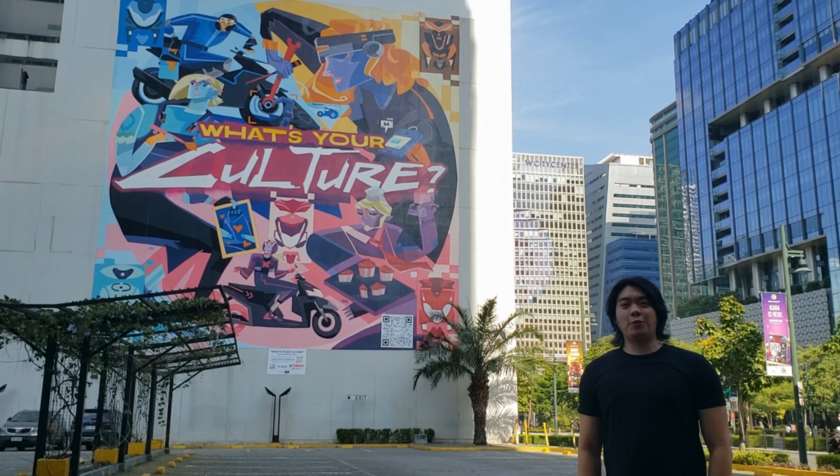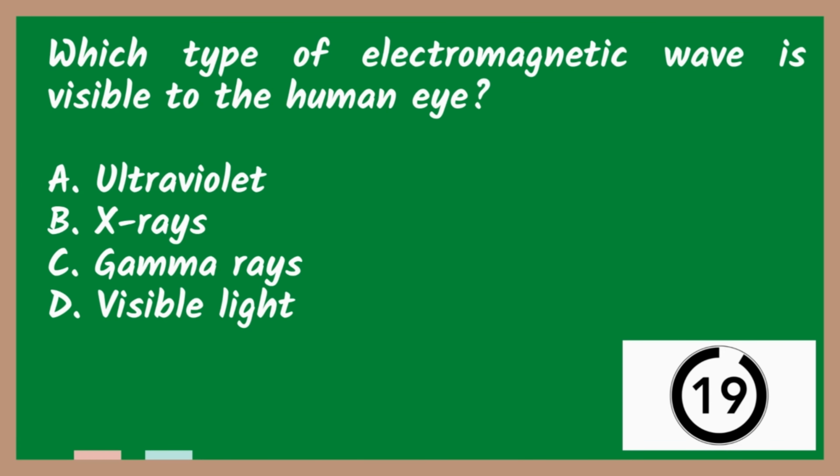Which electromagnetic wave is visible to the human eye? A. Ultraviolet, B. X-ray, C. Gamma rays, D. Visible light. The correct answer is letter D, visible light.